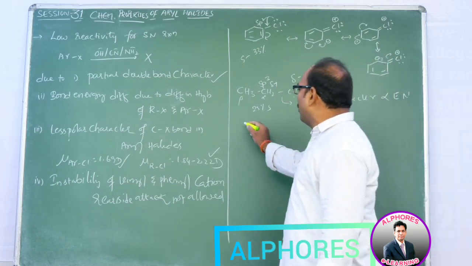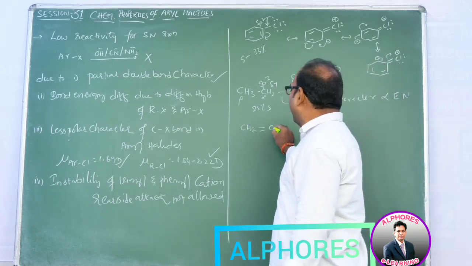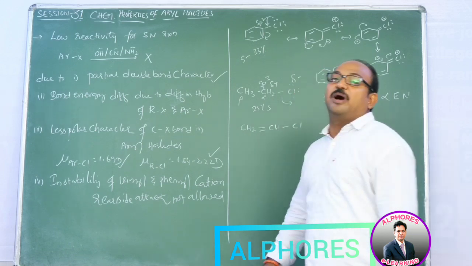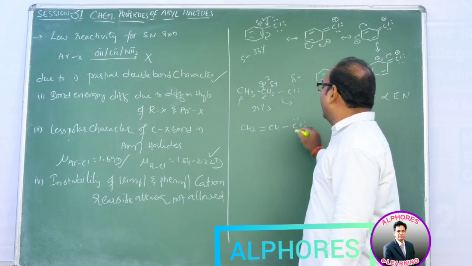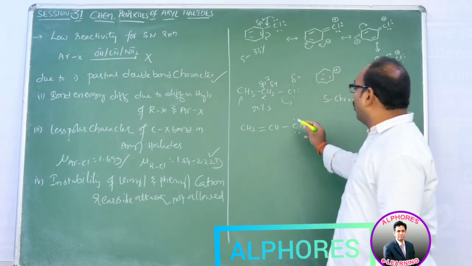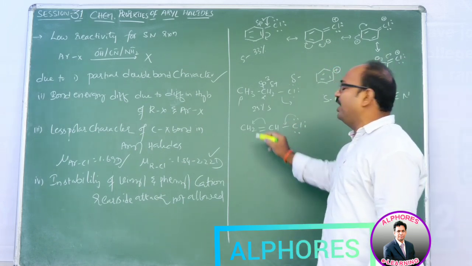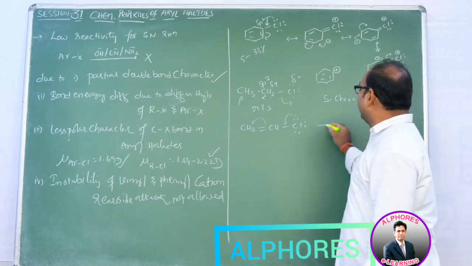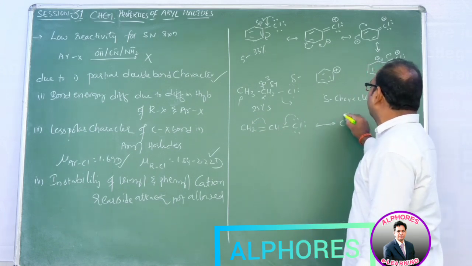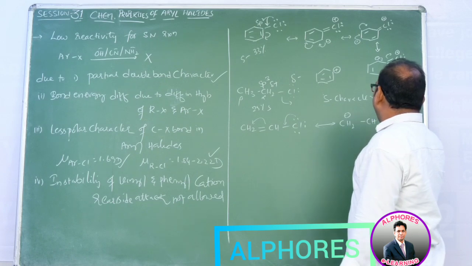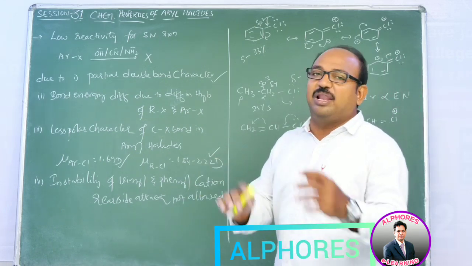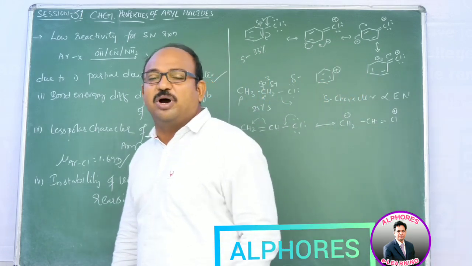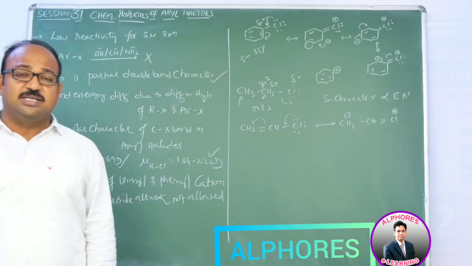The same scenario we can notice in vinyl halides, CH2=CHCl. In vinyl halides also, the chlorine lone pair is involved in delocalization, and the resultant C-Cl bond adopts double bond character. Hence, phenylic halides and vinylic halides do not take part in substitution reactions.